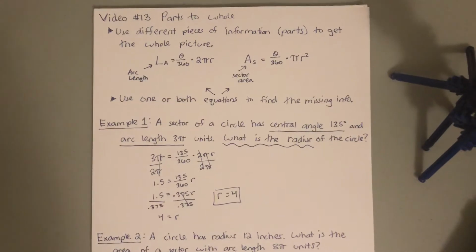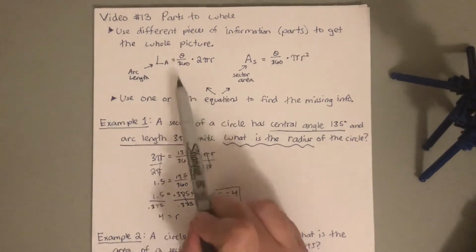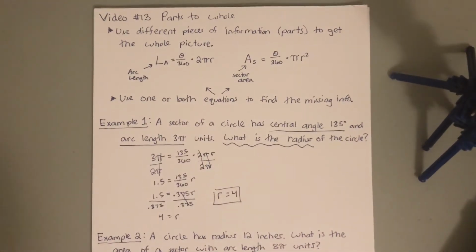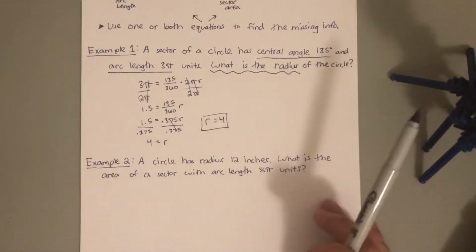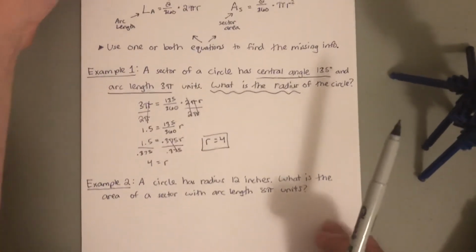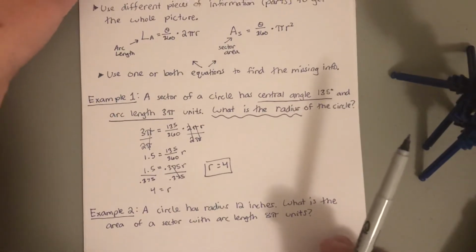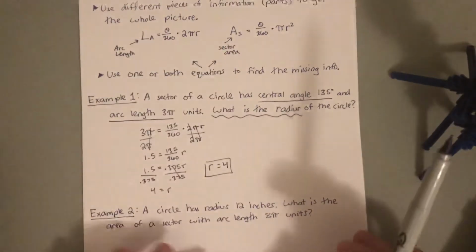So in this situation, we only had to use one of these equations to get the missing piece of information that we were after. Sometimes, however, you're going to have to use both equations, and that's what's going to happen in this next example. So I'm trying to see both equations up here and this down here. I don't know if we can do that.